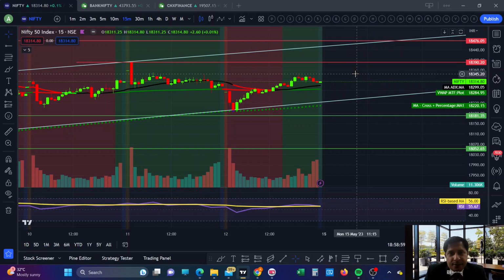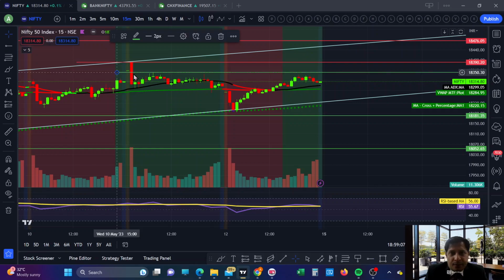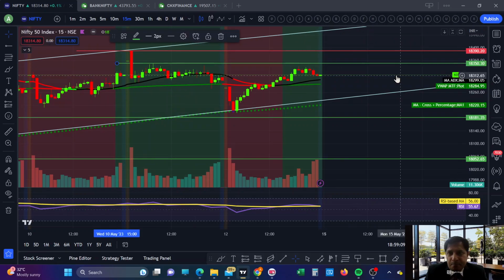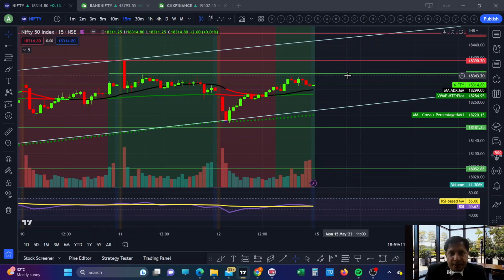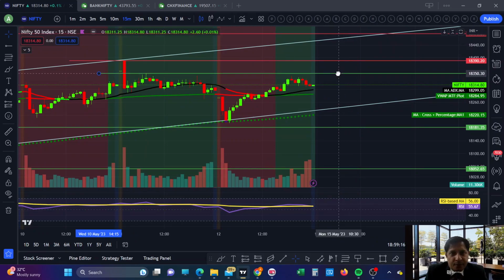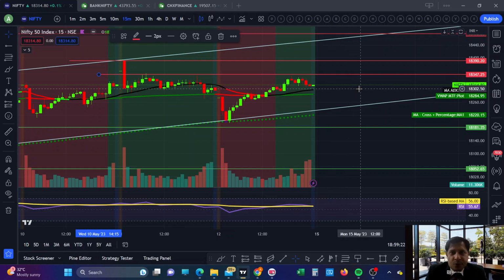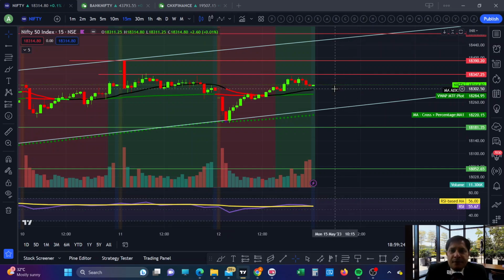Now this again has a very strong resistance. Multiple times 18,350 has been seen to have been tested. I know we have a resistance at 18,400, but 18,300 has been a point where at least three times there has been some amount of selling that's been absorbed. All right, so we'll have to wait and watch.